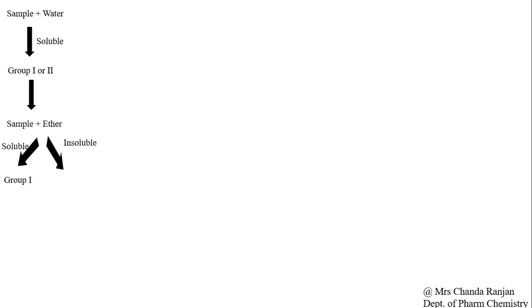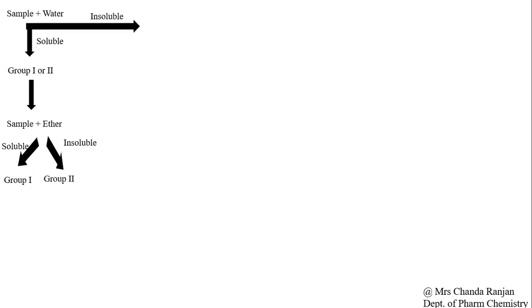Then how do we start the solubility test? First we take the sample and dissolve it in water. If it is soluble, it will be group 1 or group 2. Then again, what will we do? We'll take the sample and dissolve it in ether. If it is soluble, it will be group 1. If it is insoluble, it will be group 2.